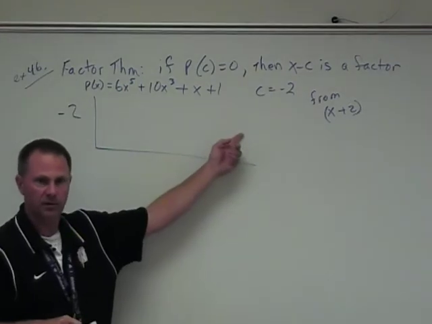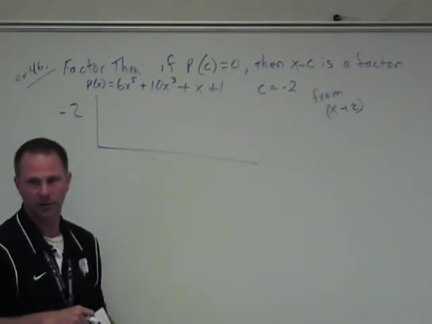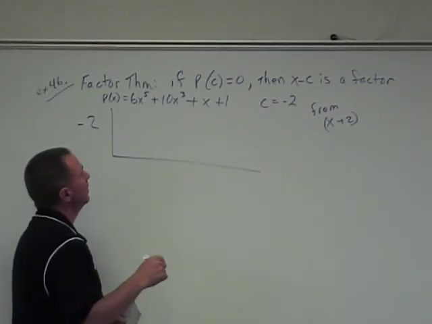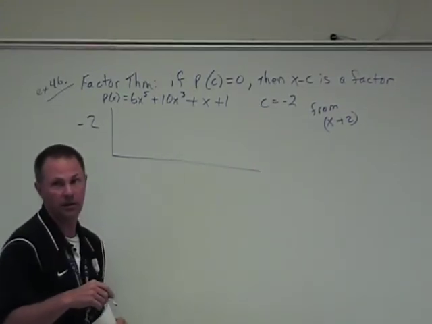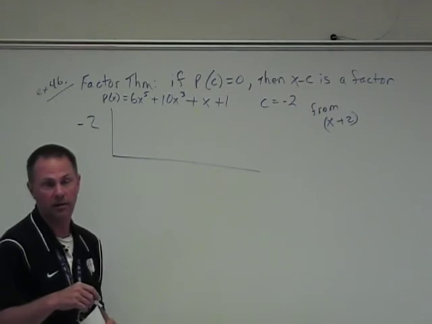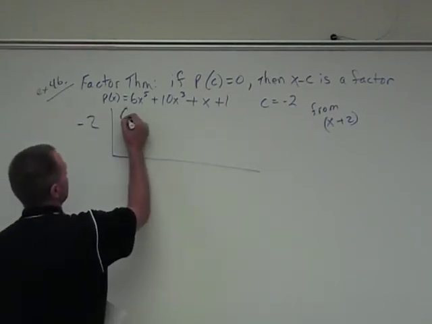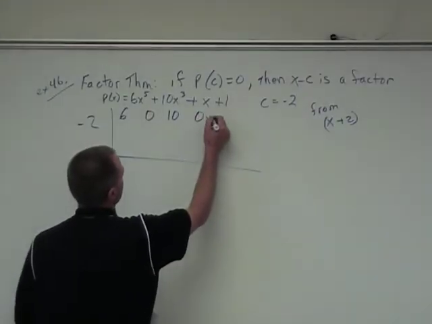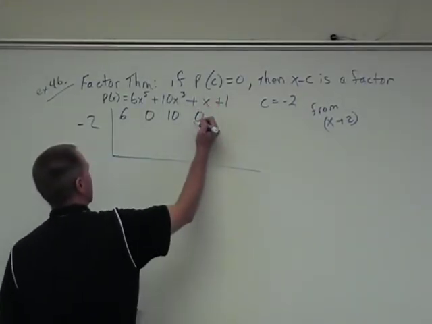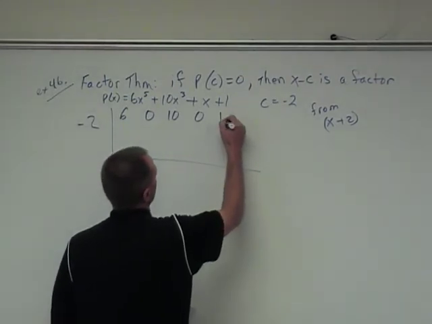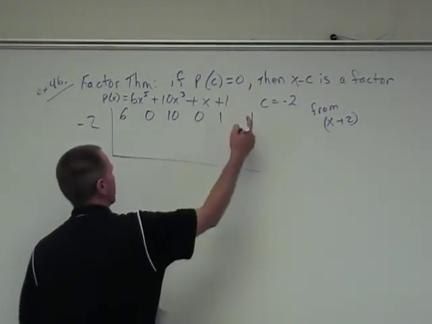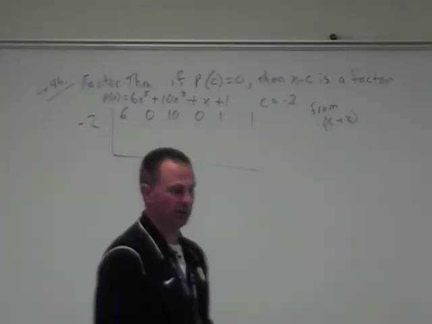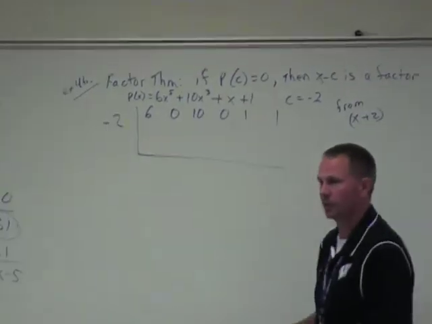Go ahead and fill this out. What are we missing? X squared. x to the 4th. So we have 6, 0, x to the 4th, 10, 0, x cubed, x squared, sorry. 1 and 1. So that's 1x and that's 1. Now do it, please. Tell me what you're going to get, something large. The remainder is not 0, it's a large negative.